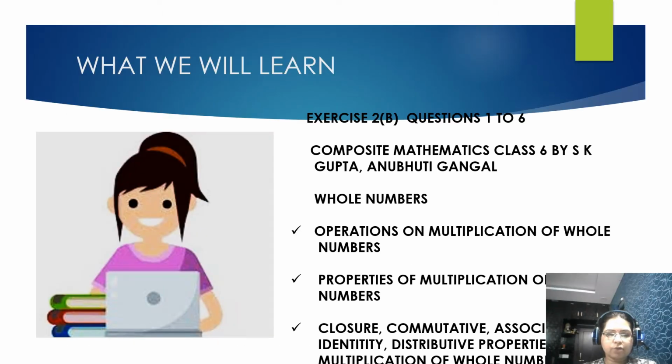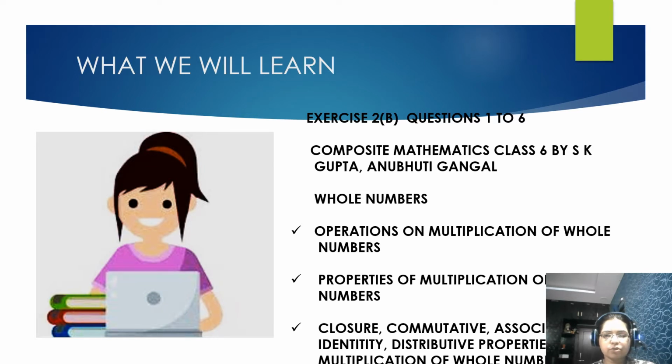What will we learn today? Today we will learn and solve exercise 2B questions 1 to 6 of the chapter Whole Numbers of class 6 of the Composite Mathematics textbook by S.K. Gupta and Anubhuti Gangal. The topics are operations on multiplication of whole numbers, and properties of multiplication of whole numbers: closure property, commutative property, associative property, identity property, distributive property and zero property.